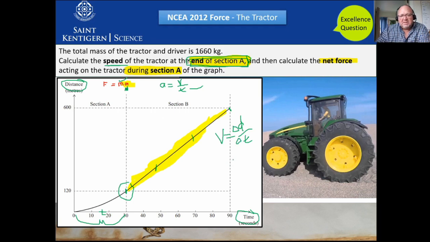Okay? So what we'll do is we'll take velocity of section B, because we're calculating that end of section A, that moment in time. So our delta t is going to be from 30 to 90. We take the final time 90 and we subtract the beginning time 30. And 90 minus 30 is 60. So below the line is going to be 60.